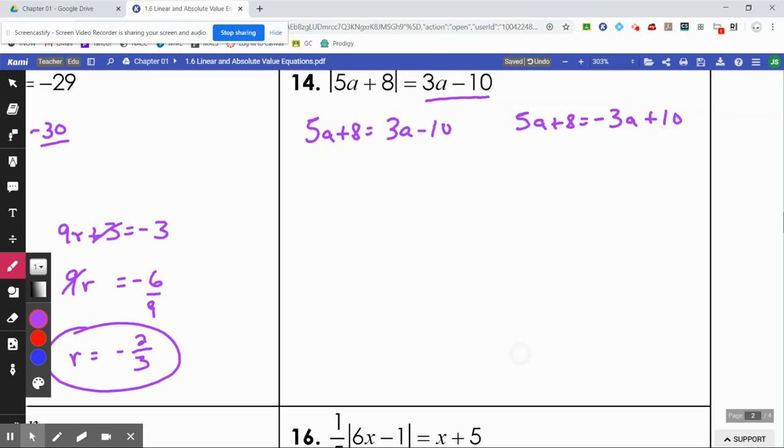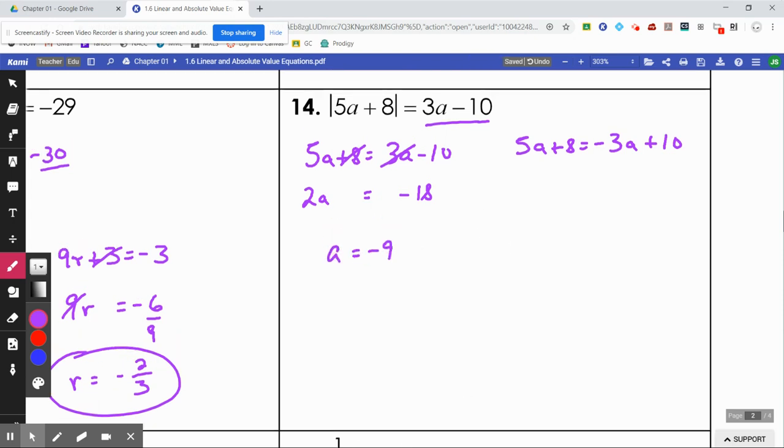Solve each. Let's move our 3a by subtracting, gives you 2a. If you're going to move your a's to the left, let's move our 8 to the right. That'd be negative 18, and you get a is negative 9. And I already see a problem with that.